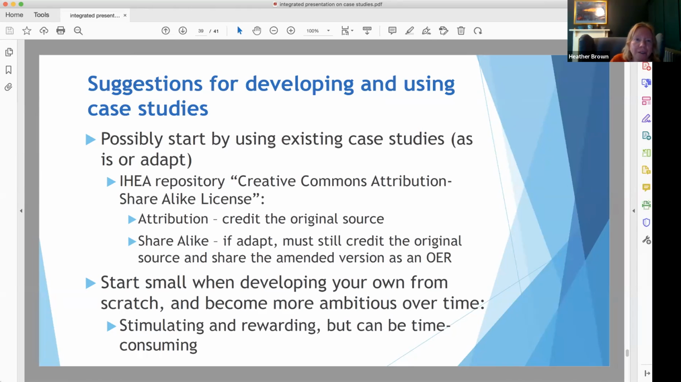Okay, thanks, Di. So here are just some suggestions for developing and using case studies. You could possibly start by using existing case studies, such as those found on the AHEA repository. And as I mentioned earlier, make sure that if you use one, you credit the original source. And it would be helpful if you do adapt one, to also put it on the repository, because that would be really useful for other people to see how you adapted it, and to give people ideas of how they might further adapt it to their own context.